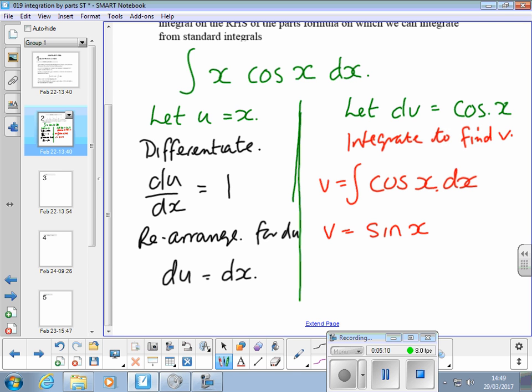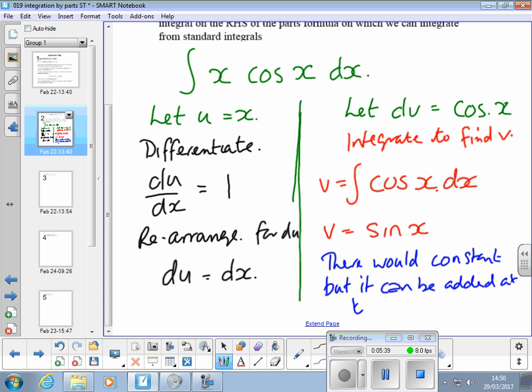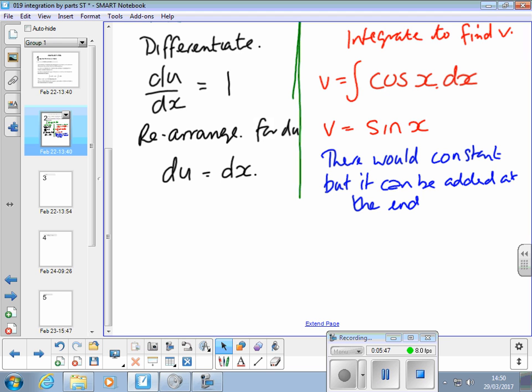We'll note there that there would be a constant of integration here, but we can add it at the end. Okay, so I'll make a note of that in blue. There would be a constant, but it can be added at the end. Okay, all happy with that so far?